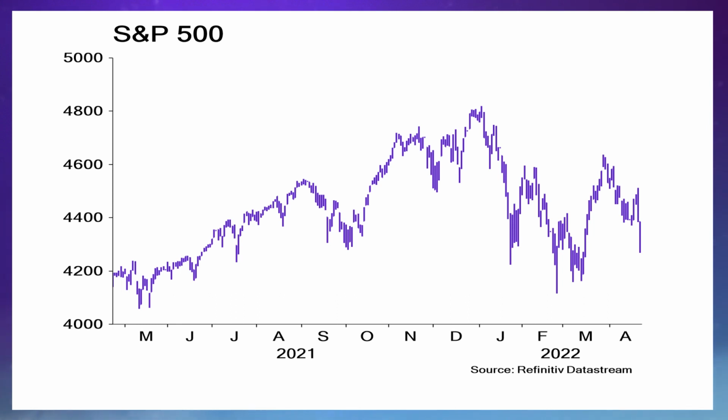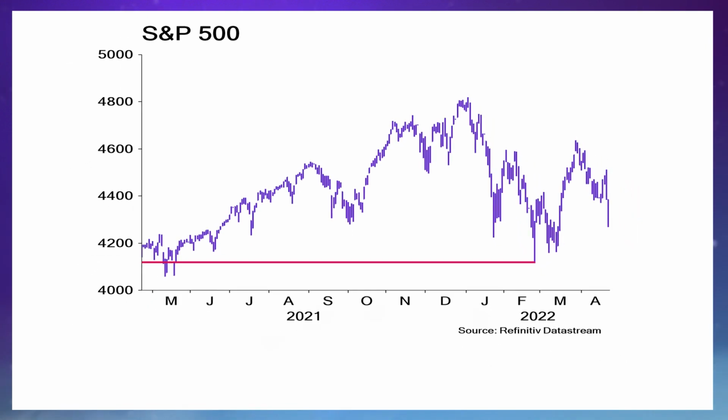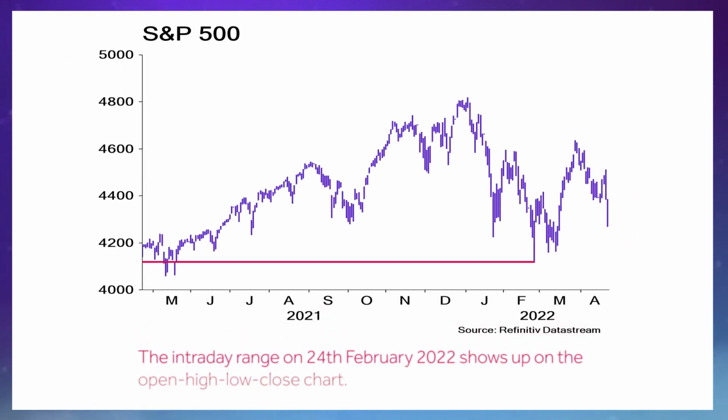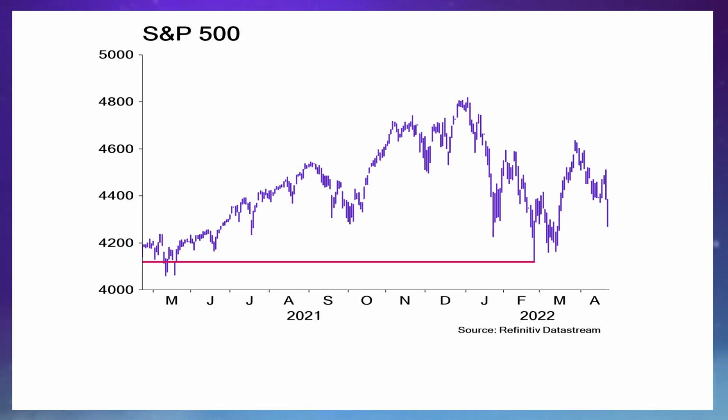Now let's go back to the 24th of February 2022. Here you can see that intraday, this was the lowest price year to date. But because of an intraday rally that day, the previous chart only showed the closing price, which was much higher. The high-low close chart has therefore given us that extra dimension.